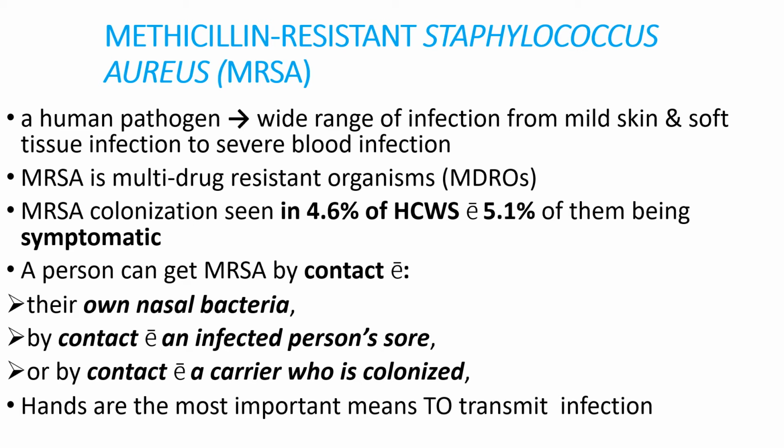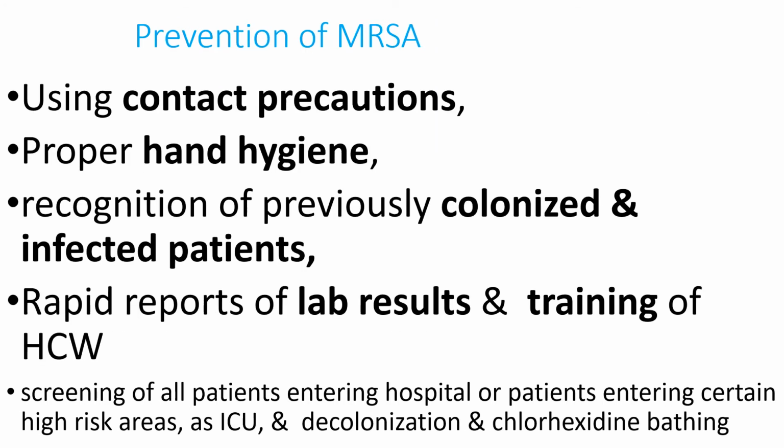A person can get MRSA by contact with their own nasal bacteria, contact with an infected person's sore, or by contact with a carrier who is colonized. Hands are the most important means to transmit infection. Prevention of MRSA uses contact precautions, proper hand hygiene, recognition of previously colonized and infected patients, rapid reports of lab results, and training of healthcare workers.